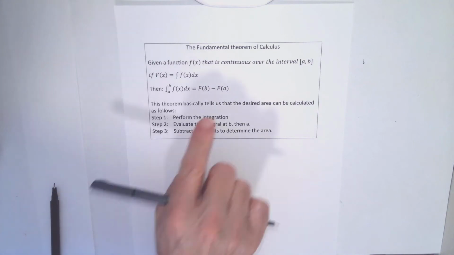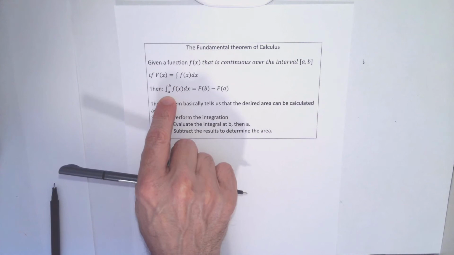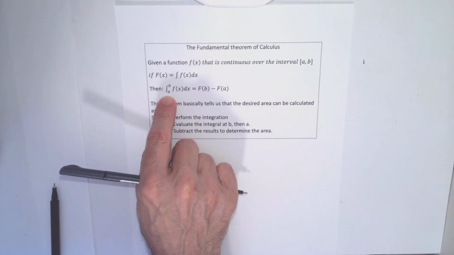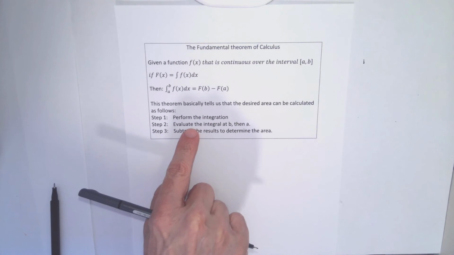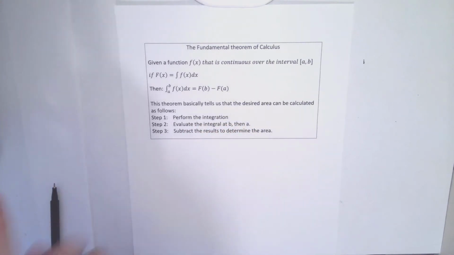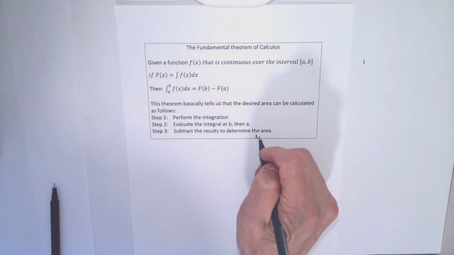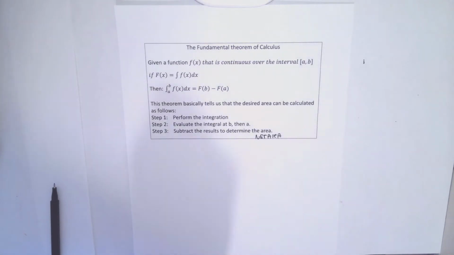And very specifically, in words, the theorem says if you're given an integral that has numbers on it, that's a definite integral, we can use it to calculate net areas. How do we calculate the area? We calculate the area by first performing the integration, then plugging in both b and a into the integral, getting a separate number for each, and subtract, and then we'll get the net area. The result of the integration is a net area.